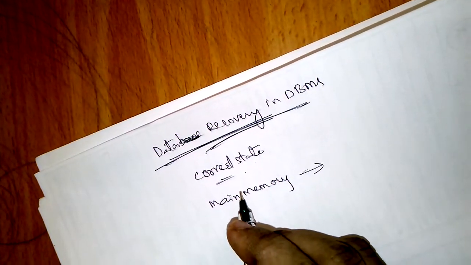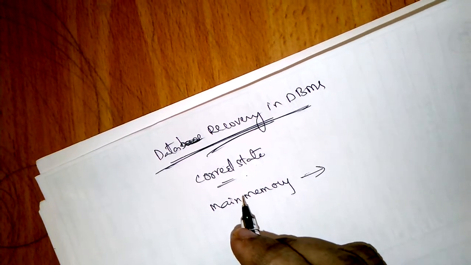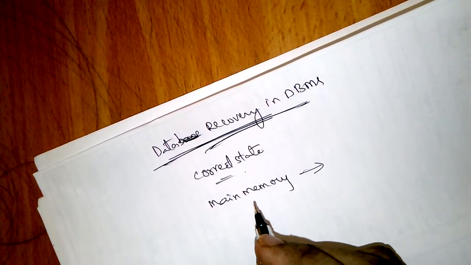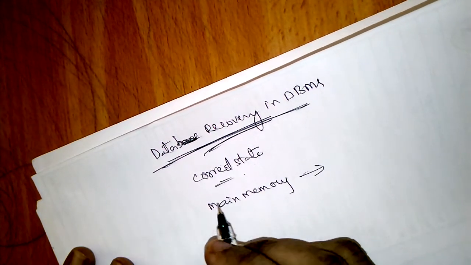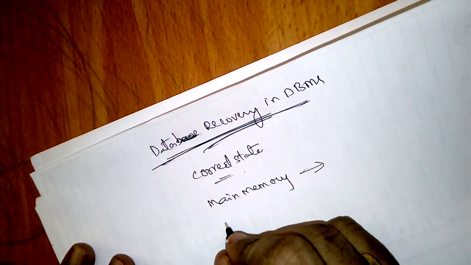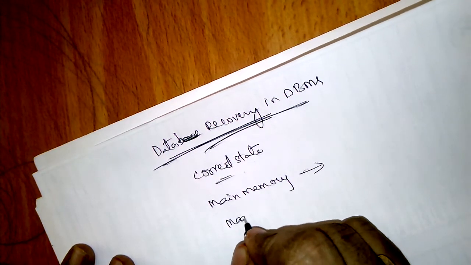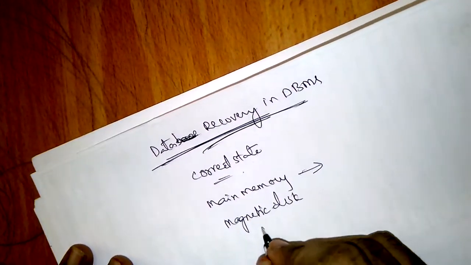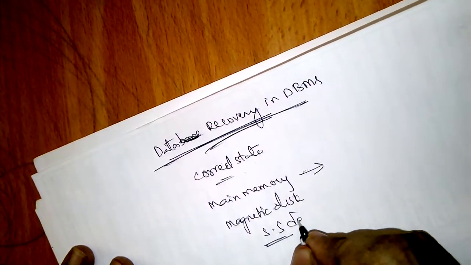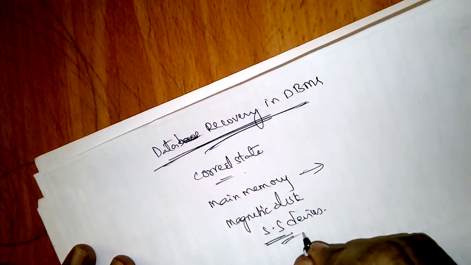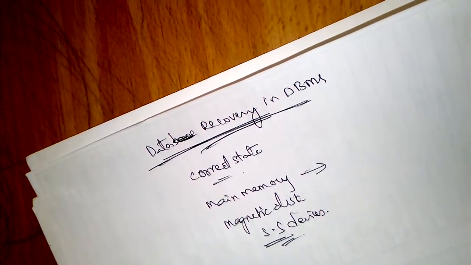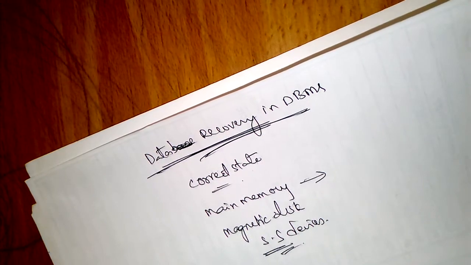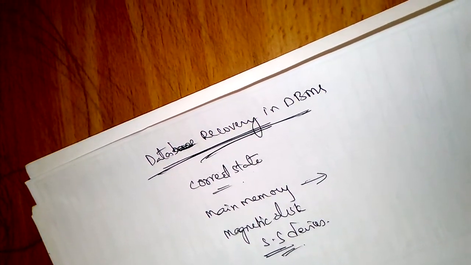In a DBMS, the data usually uses different types of media: main memory, and the magnetic disk, that is, secondary storage devices. These are the different media the database will use to store and process the data in the database system.